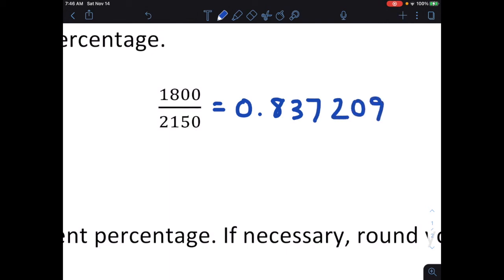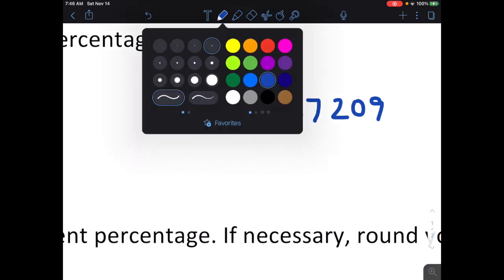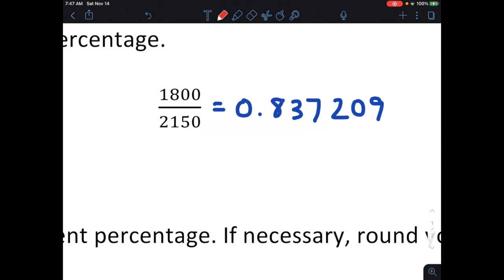There's more and more, but I don't need to go very far at all because we're going to turn this into a percent, and I'm going to move that decimal 2 places, so it's going to end up right there. So I end up with 83.7209%. And this one I'm going to want to round, because I don't like to have a huge decimal like that.